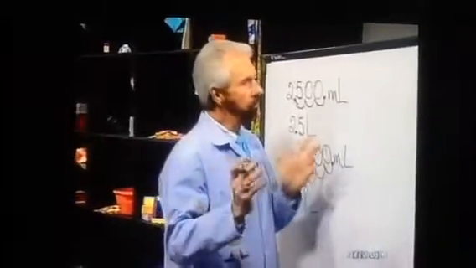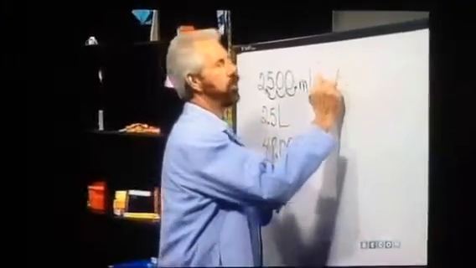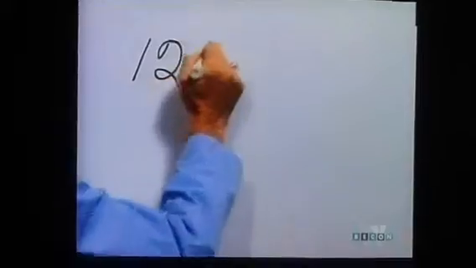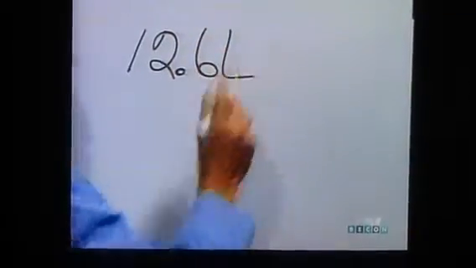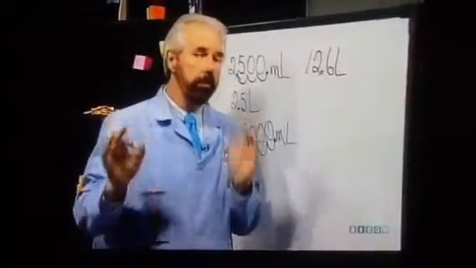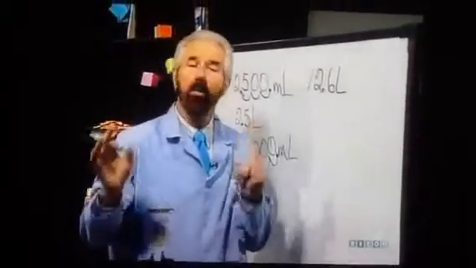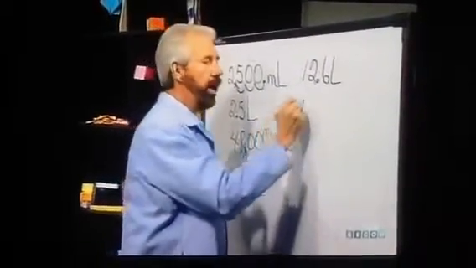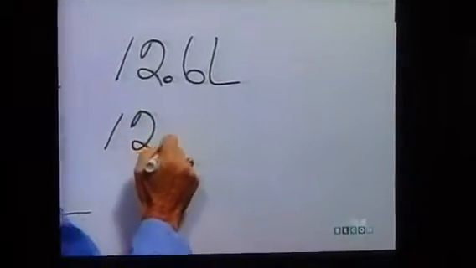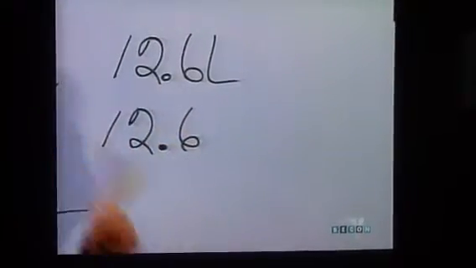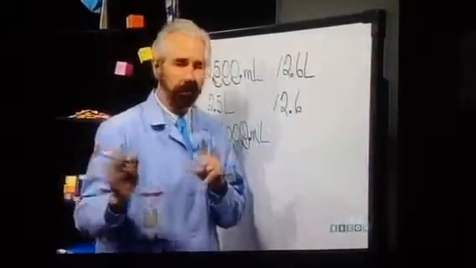Now that you've changed from a smaller unit to a larger unit, let's do just the opposite. This time, let's change from liters to milliliters. For instance, let's say that we have 12 6/10 liters. To change this to milliliters, a smaller unit, I will multiply by 1,000. And to do that, it is going to be necessary to move the decimal point 3 places to the right.